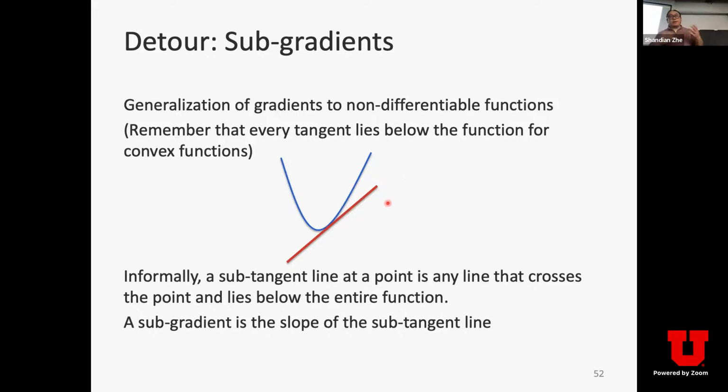Then we can consider, what if my convex function is not differentiable? Remember, a convex function is not necessarily differentiable. If you can still draw a line, which we couldn't call a tangent line because it's not differentiable, but this line still stays below the entire body of your convex function, then we view the slope of that line as the subgradient. So that's the intuition of the subgradient.